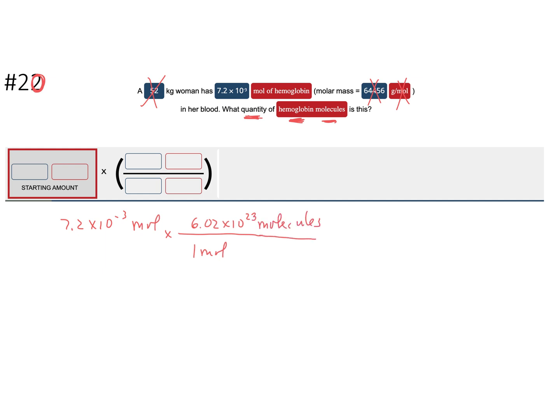So it's just a one-step calculation, but there's kind of some distractors in there because they threw in some other information. And that would give you about 4.3 times 10 to the 21 molecules of hemoglobin. This first number might be a little bit different for you, but the steps would be the same.